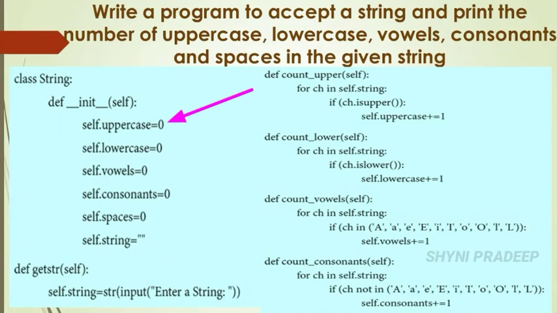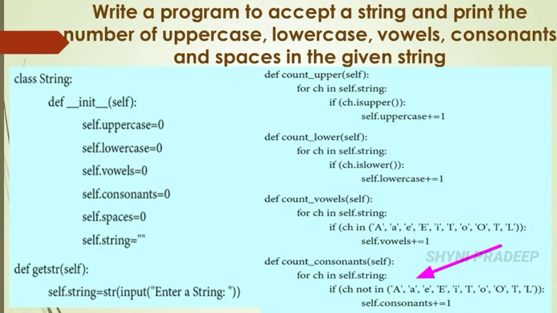Okay, and check the count lower function. If a lowercase letter is available in the given string, this lowercase value will be increased by 1. And next, see the vowels. If uppercase or lowercase a, e, i, o, u characters are present in the given string, this self dot vowels value will be increased by 1. And next, the count consonant function. A, E, I, O, U.